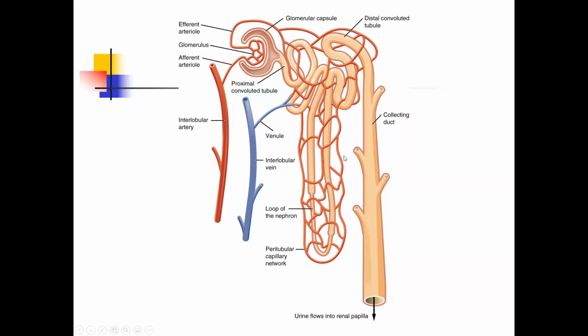Now, in this dip here called the loop of the nephron, sometimes called the loop of Henle, some salt balance happens here, some more water is reabsorbed. And then in the distal convoluted tubule, the final determination of how the urine is going to be, how much water is in there, how much salt. And then by the time it gets in the collecting duct, it's urine and makes its way to the renal papilla, and from there through the ureters and to the bladder.